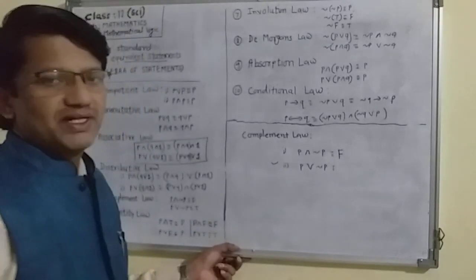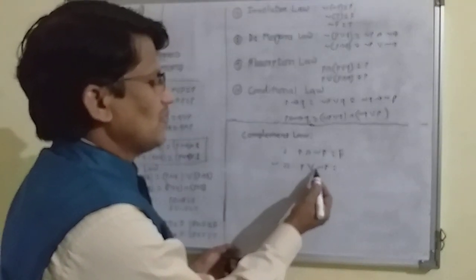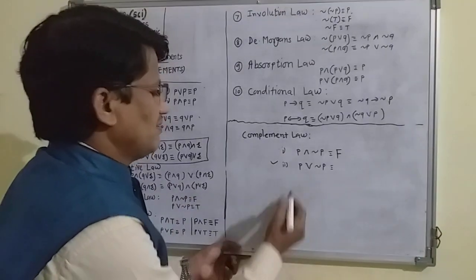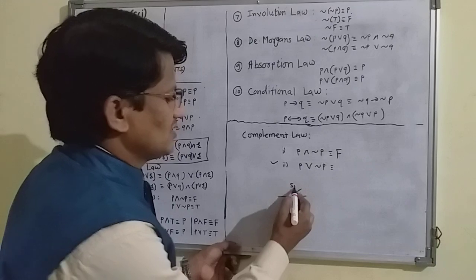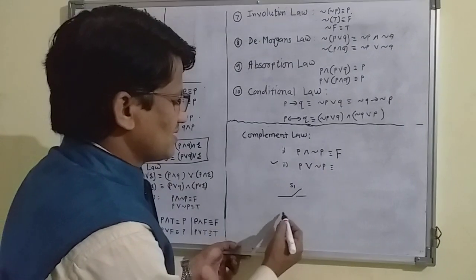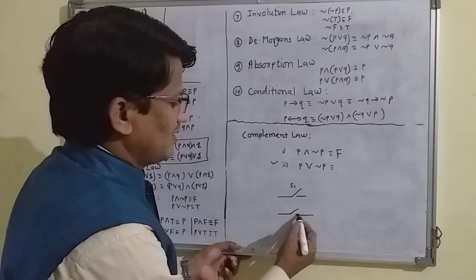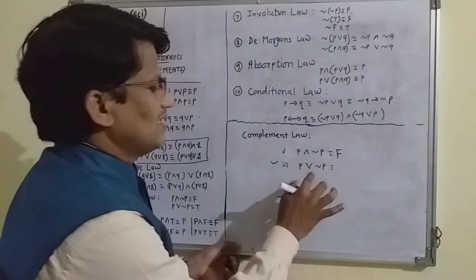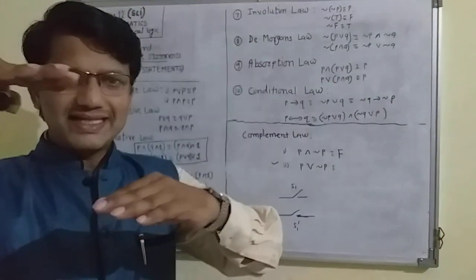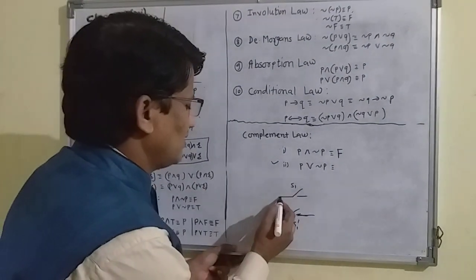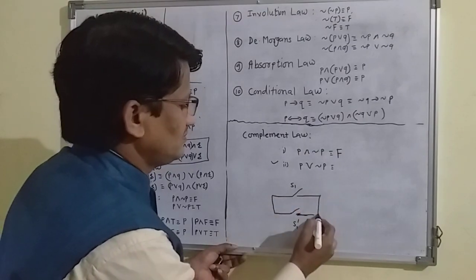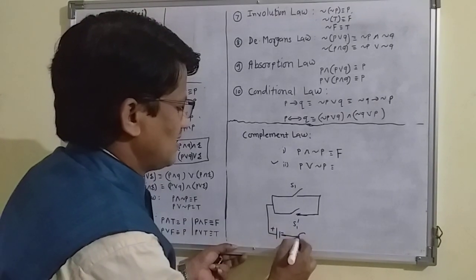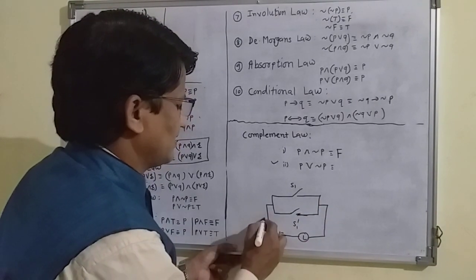Now let us see the result of the second one. This is example number two: P or negation of P. What is the output? P means S1, the same switch. Or means parallel. Here negation P is S1 dash. Here or means two wires are parallel, connected like this. Here take the battery, plus minus, the lamp is here, complete the wire like this.